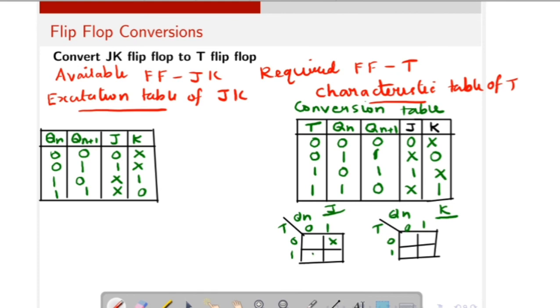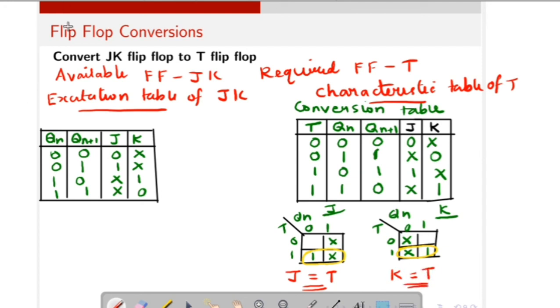Then 1 for 1 0, then 1 1 don't care. So we can form a pair here. So the equation is J is equal to T, with Qn cancelled. Right. Then for K, 0 0 don't care, 1 0 also don't care, then for 1 1 it is 1. So we can again form a pair like this. Then the equation is K is equal to T, here also Qn cancels.